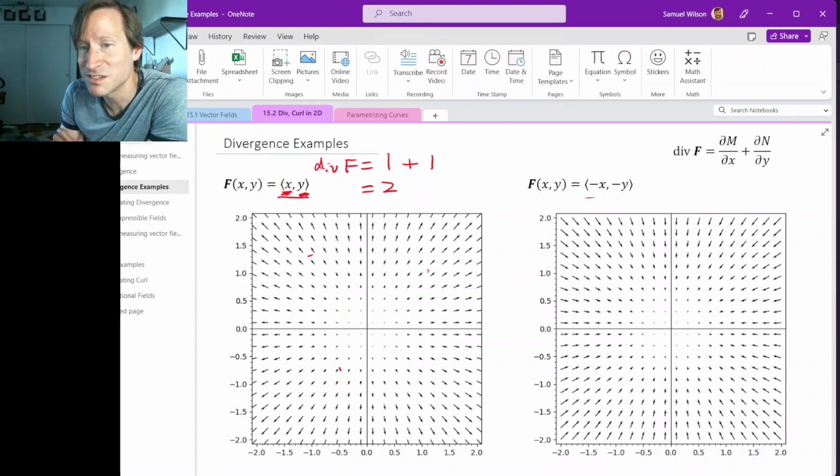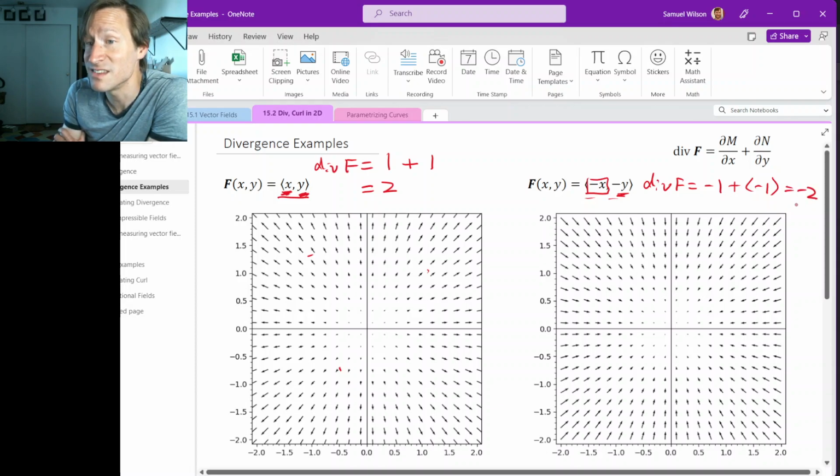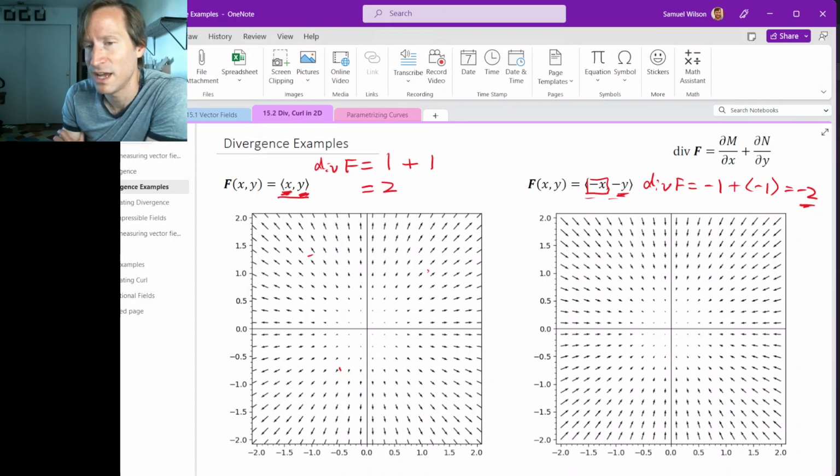On the other hand, if we stick some minus signs in here, let's calculate the divergence of this vector field, (minus x, minus y). Okay, so the derivative of minus x with respect to x is minus 1. And now we need the derivative of minus y with respect to y. That's also minus 1, so we get minus 2. Now since this is less than 0, this vector field should be flowing into every point.